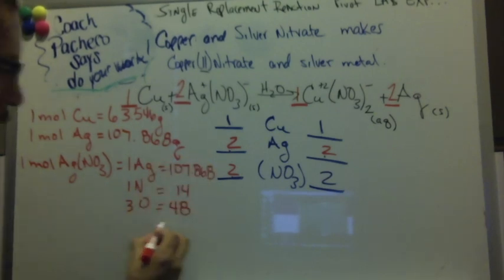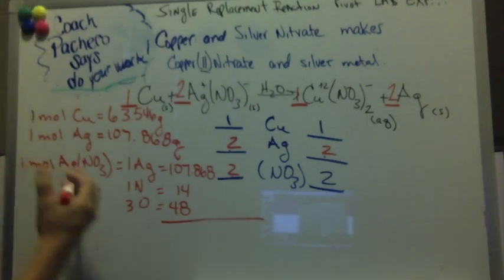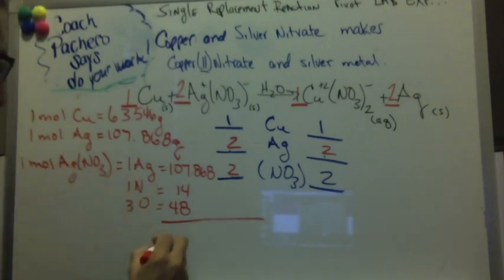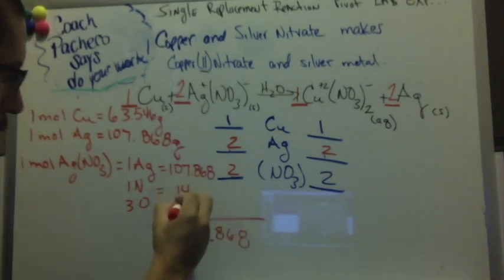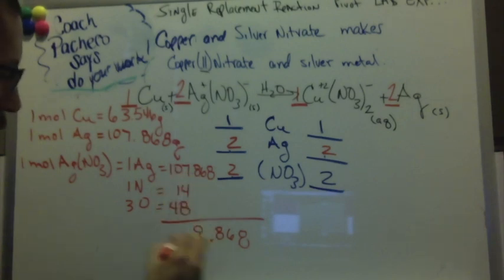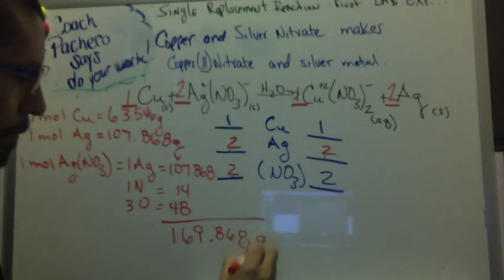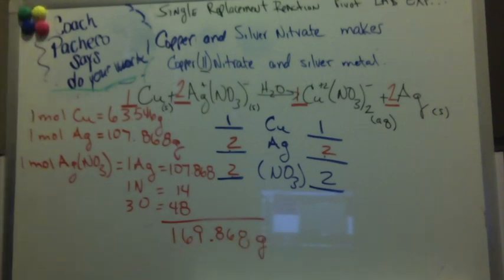I'm then going to add it all together, and I'm going to get a molar mass of silver nitrate to be 169.868 grams. Keep in mind this is an estimate. Why is it an estimate? It's going to depend on which numbers and how many decimal places you use. But if you get about 169.868, you're on the right track. And I want to do the same for here, for copper nitrate.